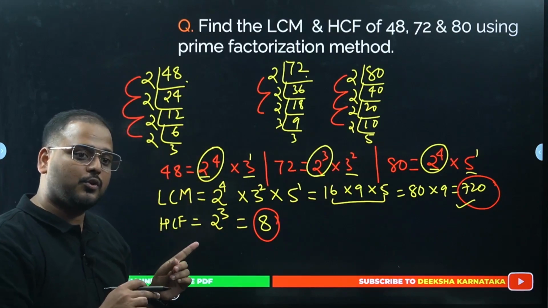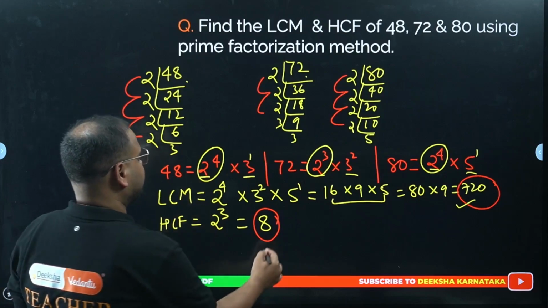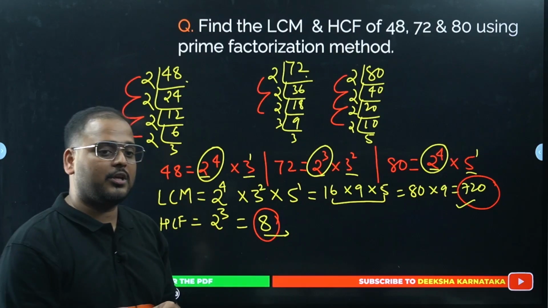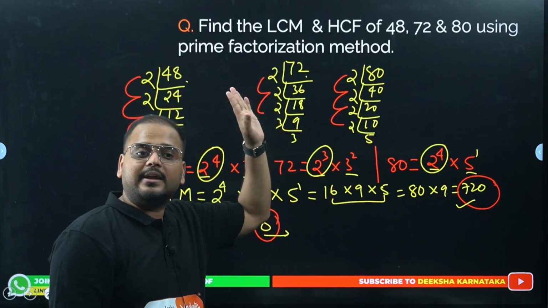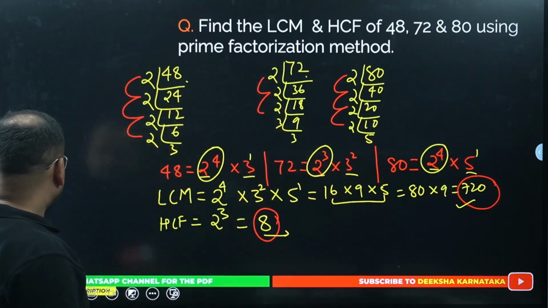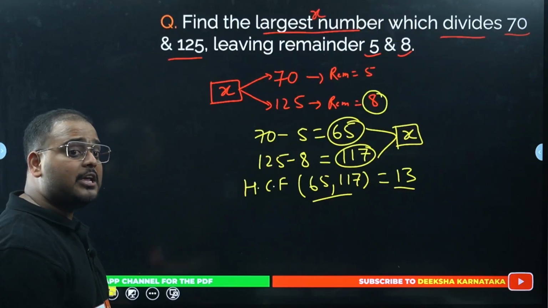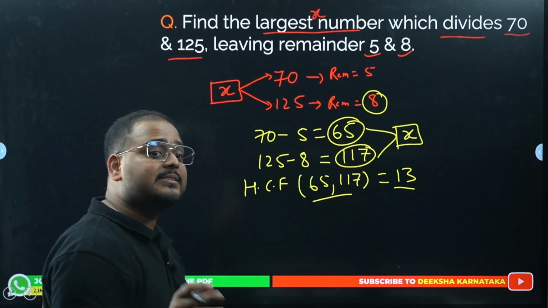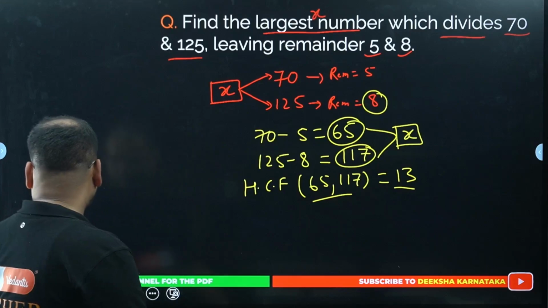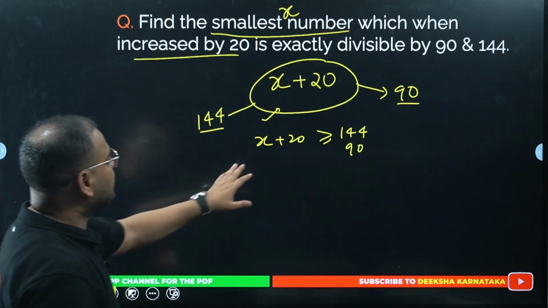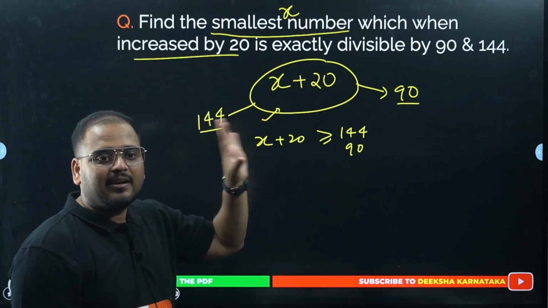It may be equal to also, but it will be greater than. Always greater than or equal to. But for HCF, less than or equal to. 8 is less than 48, less than 72, less than 80. Okay. I'll repeat again. HCF is always less than or equal to the given numbers. LCM is always greater than or equal to the given numbers. Okay. So we were here. It means x plus 20 is always greater than 144 or 90. For it to divide, it means you have to find what?